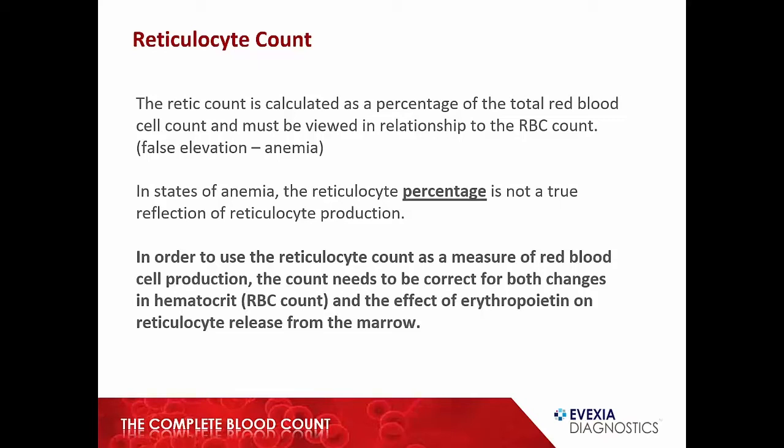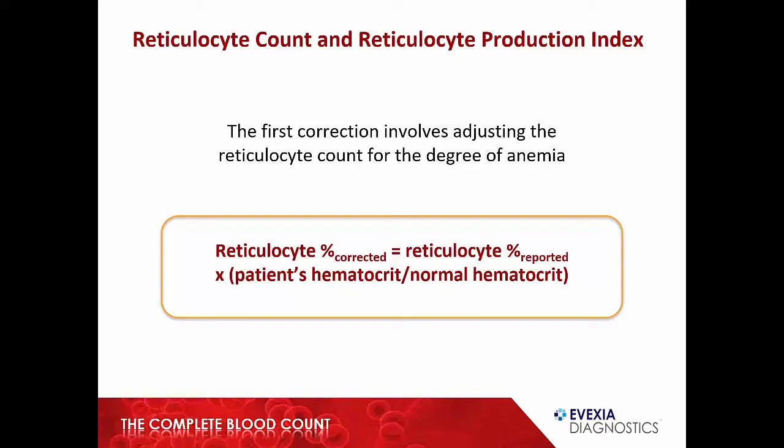So, in order to use the reticulocyte count as a measurement of red blood cell production, the count needs to be corrected for both changes in the hematocrit and the effect of the hormone erythropoietin on reticulocyte release from the marrow. And here's the calculation. The first correction involves adjusting the reticulocyte count for the degree of anemia. So here's how it works. When you get the reticulocyte count back, it's reported right here, you multiply that times the patient's hematocrit over the normal hematocrit, and then you get the corrected reticulocyte count, or reticulocyte percentage.